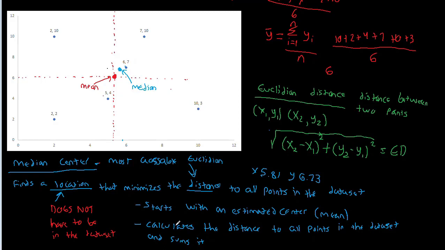Hopefully this idea of starting with an estimate, calculating this Euclidean distance, moving the center, calculating the Euclidean distance again to try to minimize that location. Hopefully that makes sense.